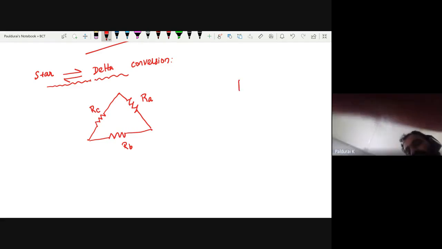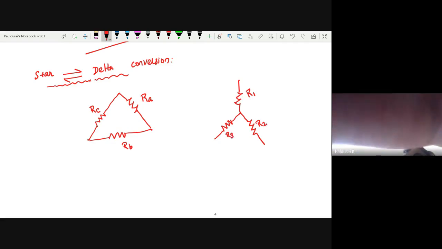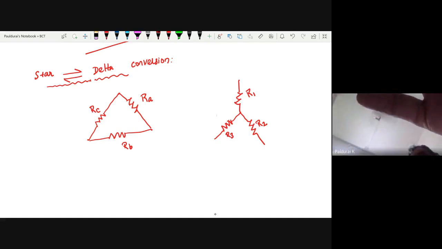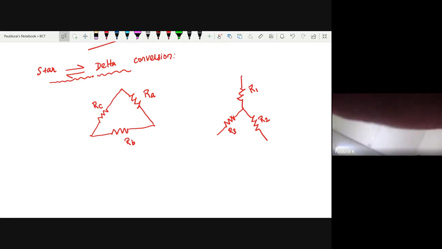How will the star look? That you know. This is my star. This time take this as R1. Again clockwise, this is R2. This is R3. Clockwise, you understand. After R1, I took the next one as R2 because I traveled clockwise. If you want to travel anti-clockwise, you may. Nothing wrong, but I will explain the concept later.